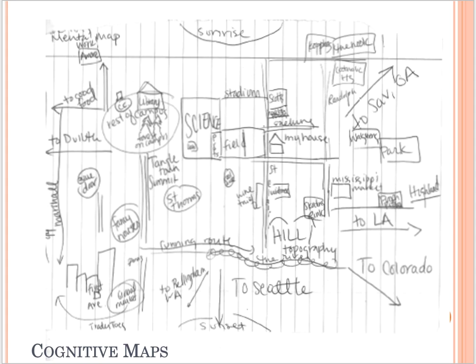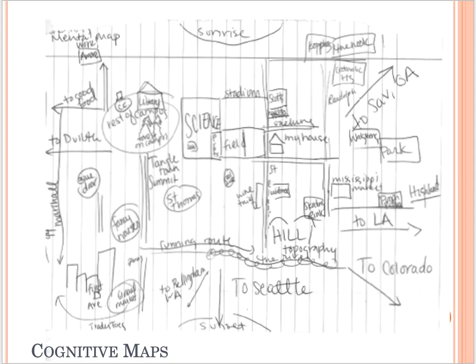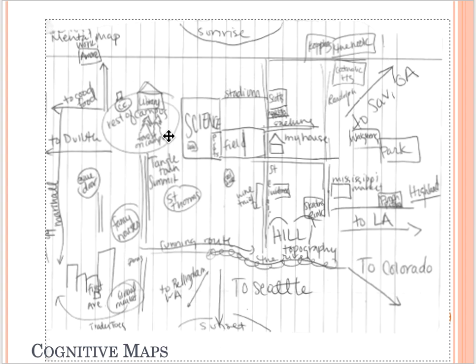Here is an example of a cognitive map from a college student, and we can see that this college student has a different perception of their space compared to this other college student. In this college campus map, they are zoomed in on the campus, showing the science building, but we can also see that the student's house is close by to the campus.